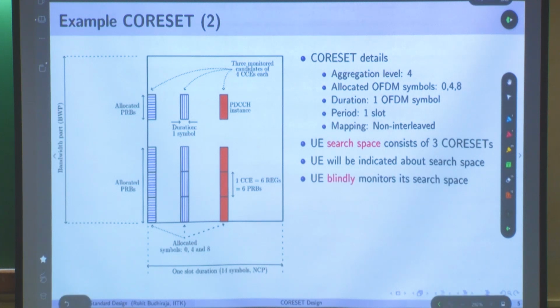And UE blindly monitors its search space. What does that mean? UE doesn't know where its data is going to come in these Coresets. Understood? So what happens? Base station will generate the PDCCH.